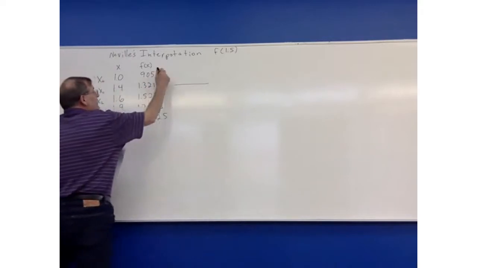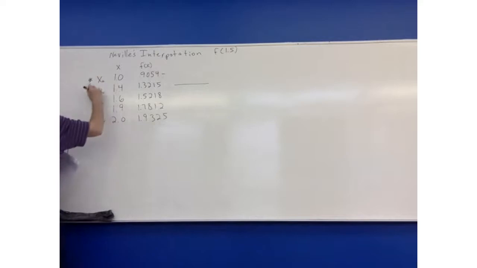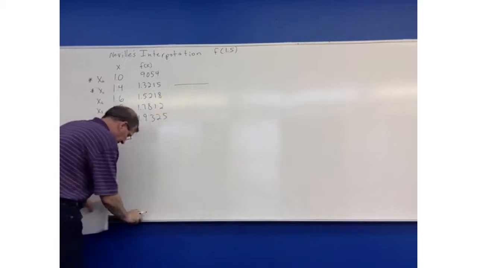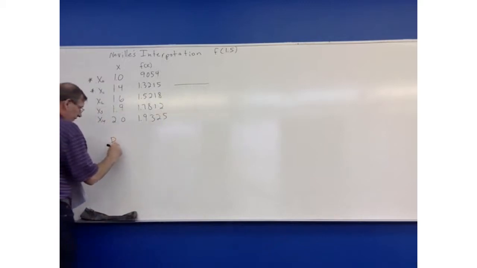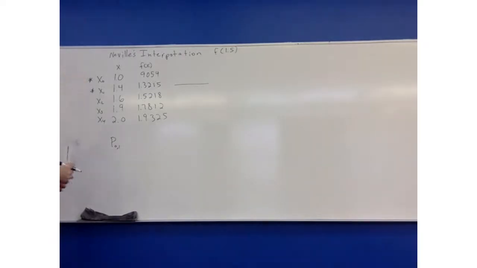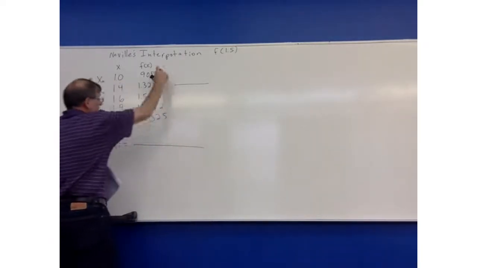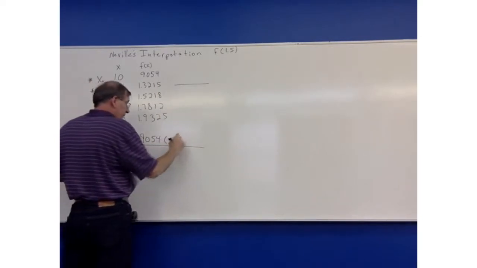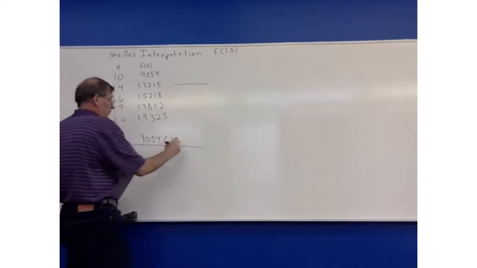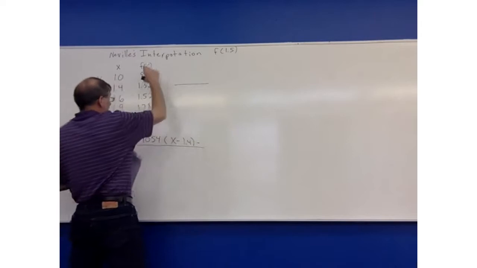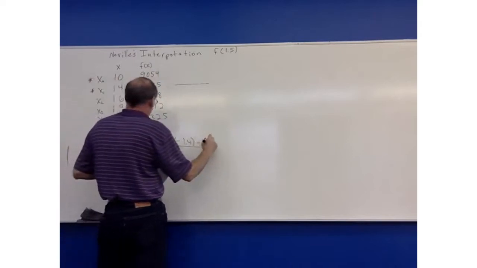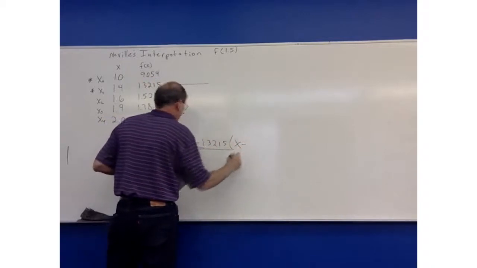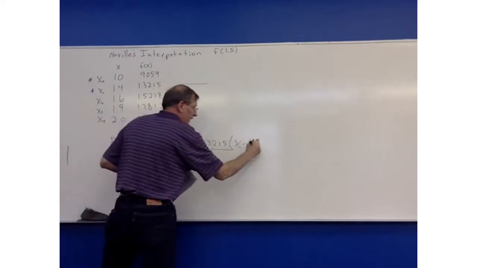What we're going to use is we're going to use these 2 points right here. Let's mark them right here. X0 and X1. So the way that this is going to be called P0,1, because those are the X values it comes from. And the way we do this, we take the top number, 0.9054, times X minus the X value at the bottom, 1.4, minus, and now we take the bottom number, 1.3215, times X minus 1.0, the top X value.